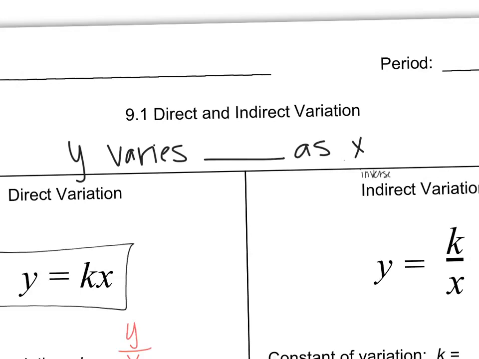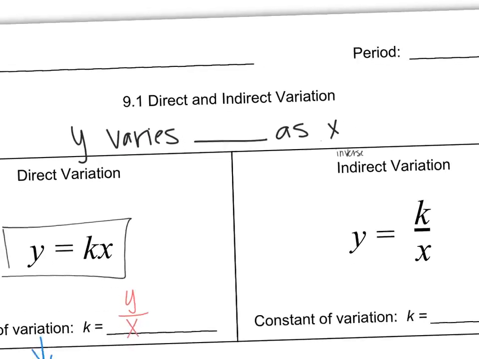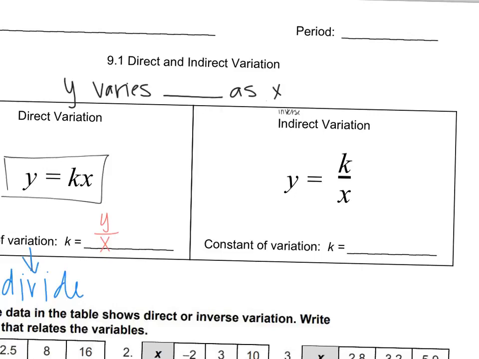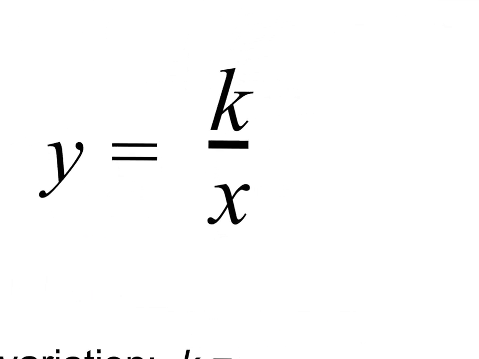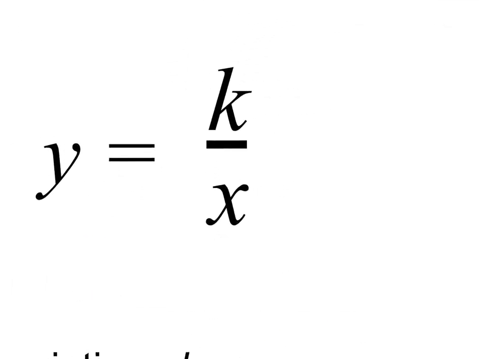Okay. All right, so the second type of variation is indirect or inverse variation. So this one's different. This is our new function that we're going to be learning about starting today. All of 9 and I think 10 are over what we call rational functions.